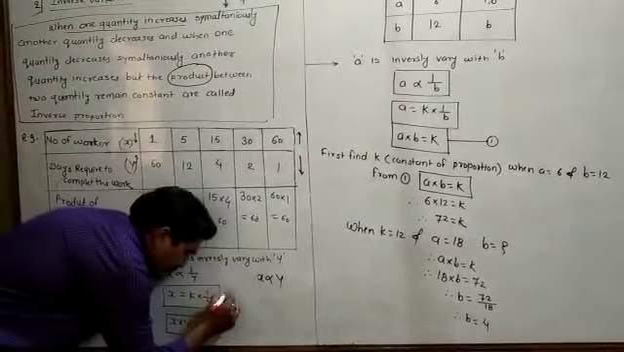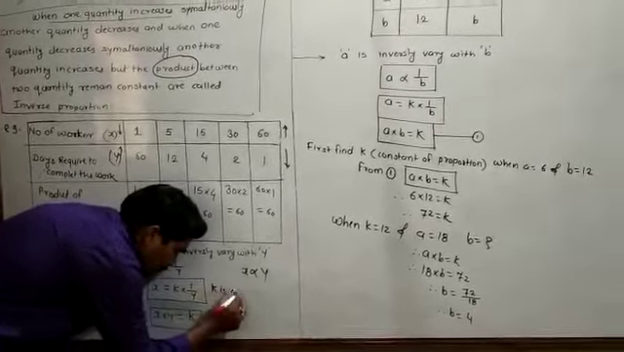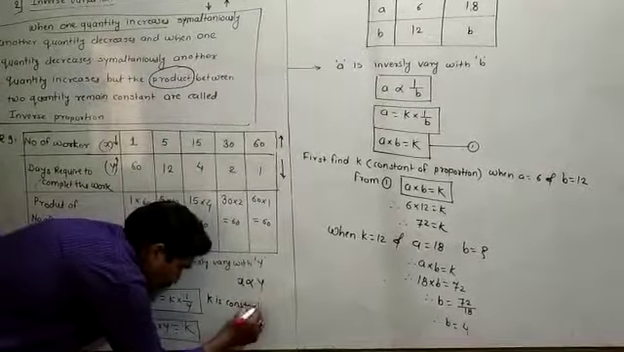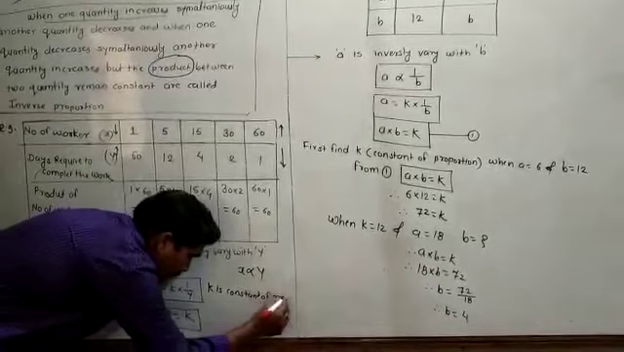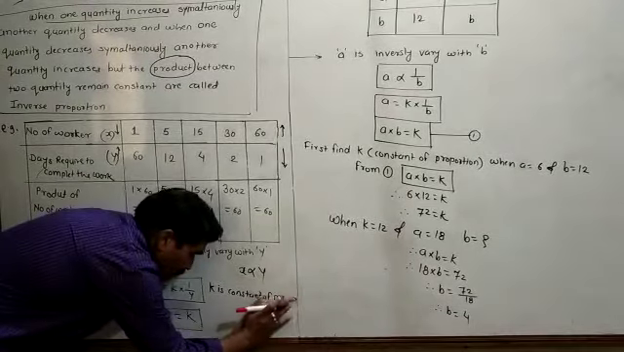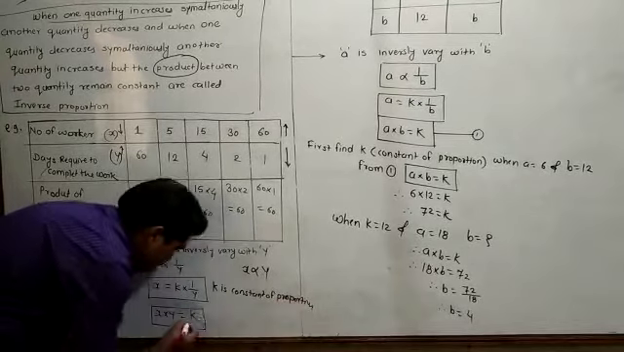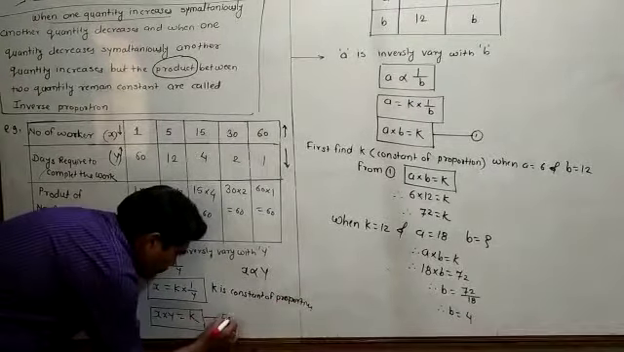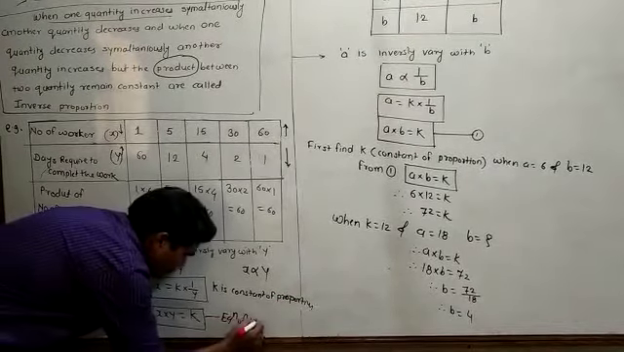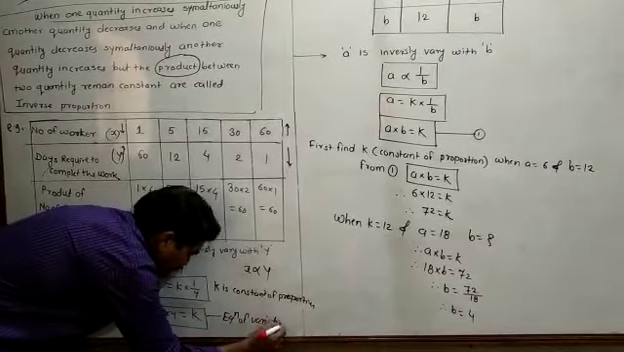So I will say that k is the constant of proportionality, and this is called the equation of variation. This is called the equation of variation.